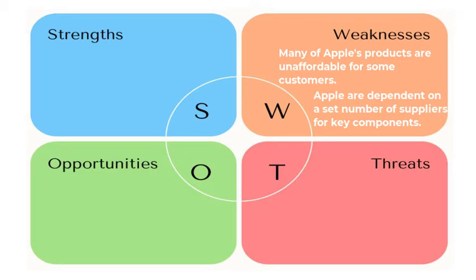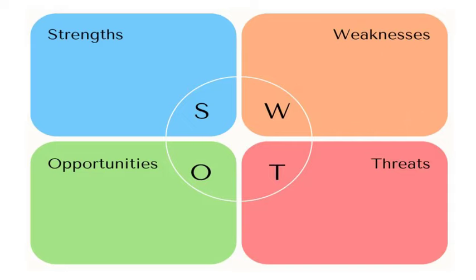Also with Apple, they can become quite dependent on a limited number of suppliers for their key components. So as business leaders, we don't want to become dependent on one supplier supplying the majority of our resources, because if we are reliant on the supplier and something goes wrong, that will leave our business open to risk in terms of how we can satisfy the demand of our customers.